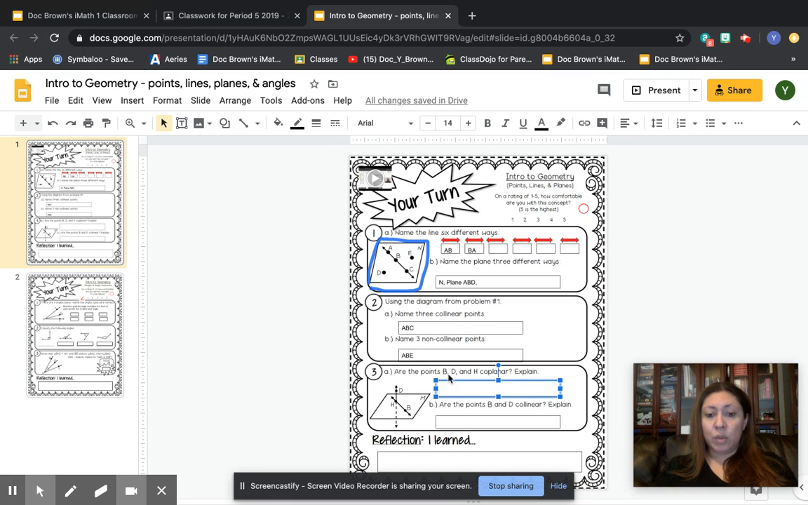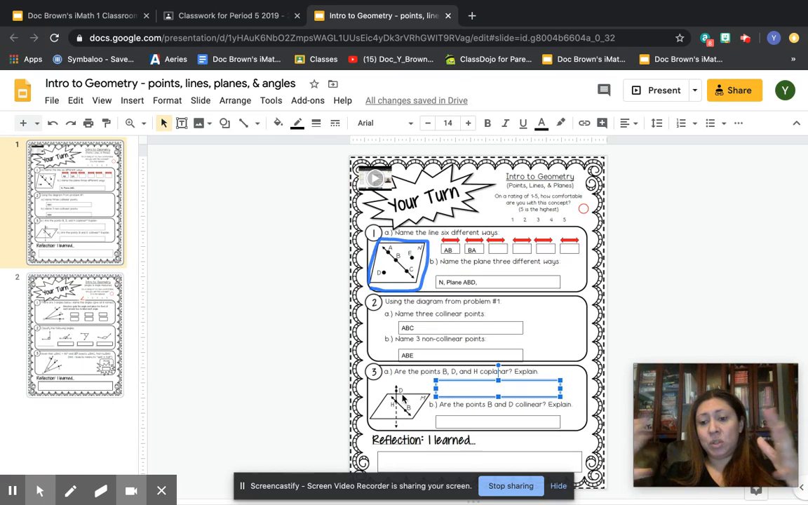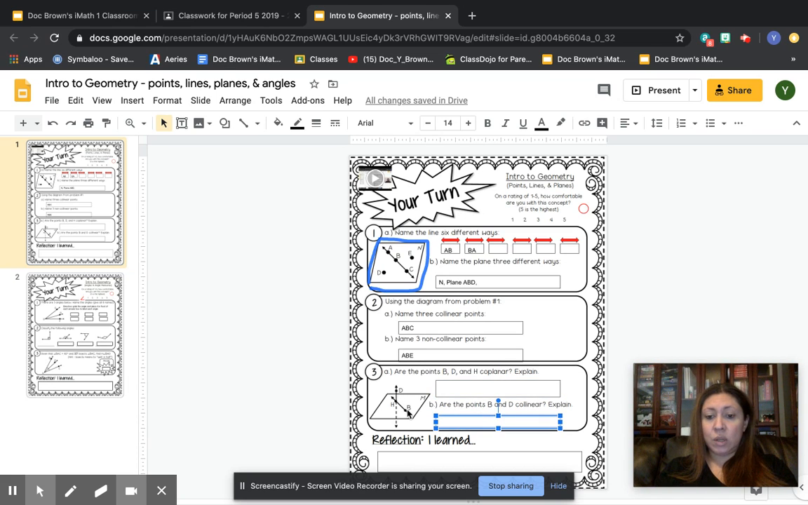3A. Are the points B, D, H coplanar? Technically, any 3 points put together is coplanar because it creates a plane, because you need 3 points in order to make a plane. So yes, it works. Are these collinear? B and D? Well, you only need 2 points in order to make a line. So then yes. Again, the reason why ABE doesn't work is because it's crooked. We turn it sideways. And then tell me what you guys learned.